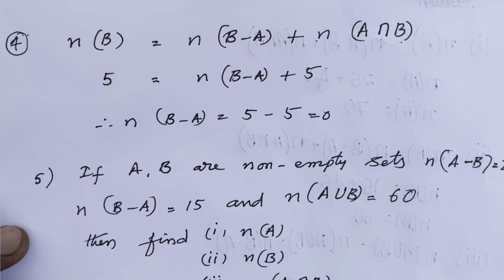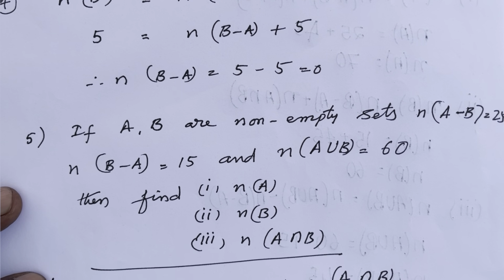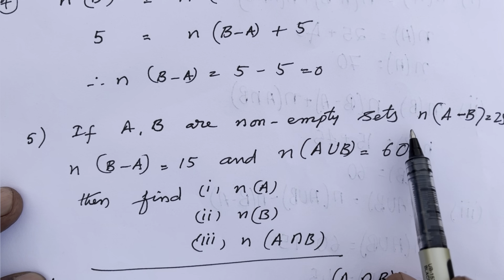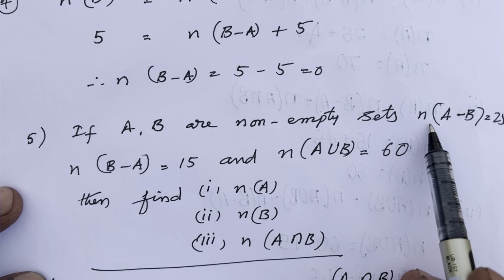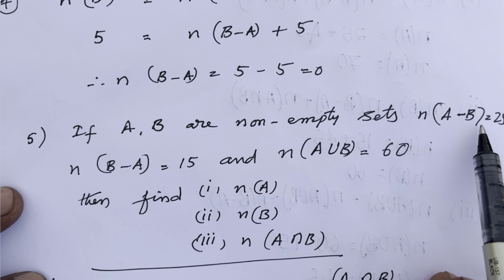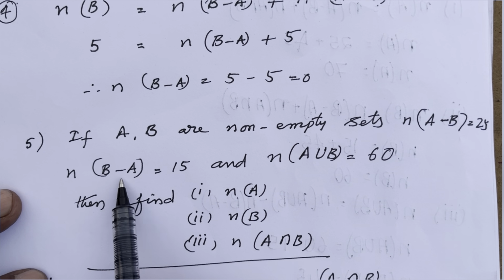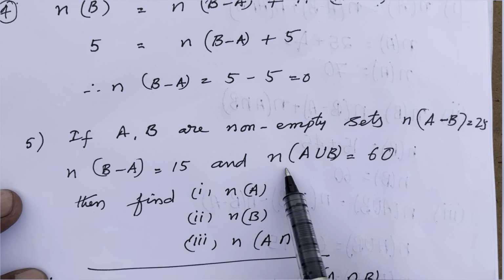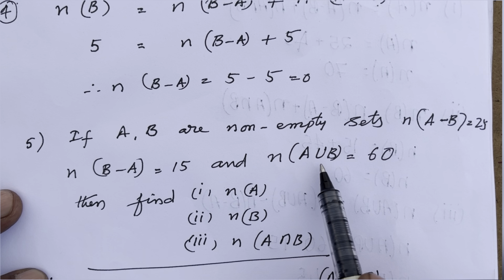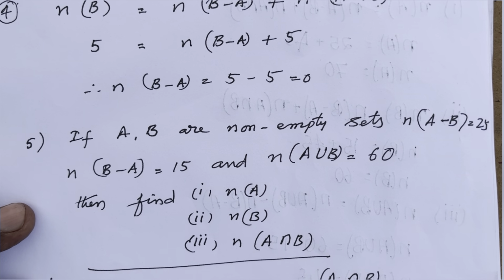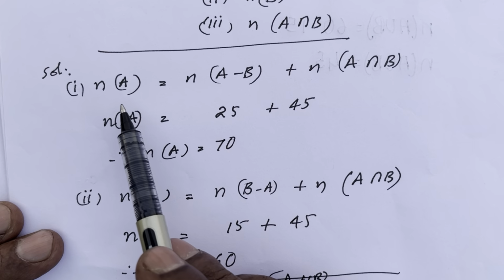Then comes the point of another sum. If A, B are non-empty sets where n of A minus B is equal to 25 and n of B minus A is equal to 15 and n of A union B is equal to 60. Now you have to find out n of A and n of B values. For this also I am showing the solution.